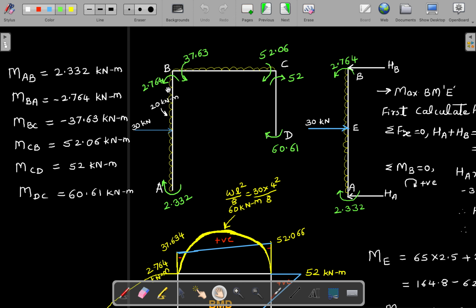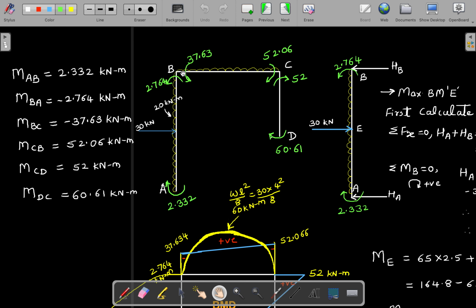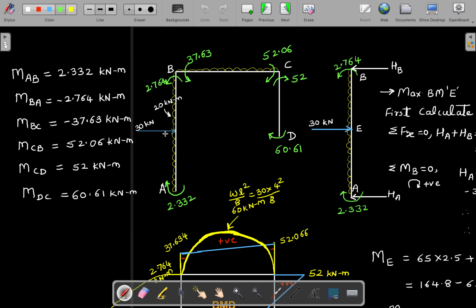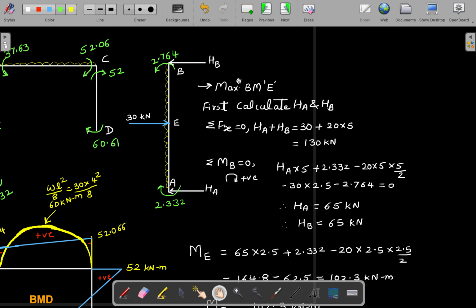But for member AB, there is a little bit of difficulty in directly drawing the bending moment diagram. So what we are going to do, we will draw AB as a separate free member, calculate reactions at these points, and calculate the maximum moment at this point. This is a midpoint, so let us consider this as a point E. So this particular member I have drawn it here.